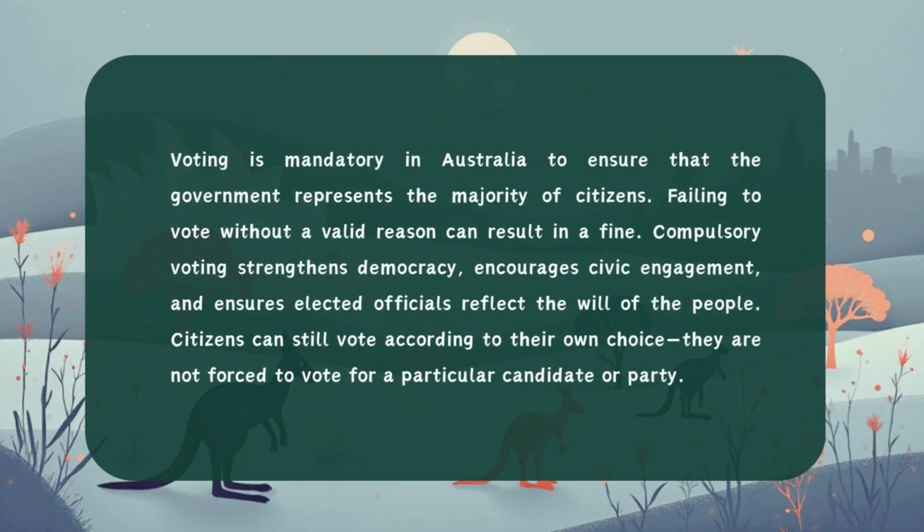Voting is mandatory in Australia to ensure that the government represents the majority of citizens. Failing to vote without a valid reason can result in a fine. Compulsory voting strengthens democracy, encourages civic engagement, and ensures elected officials reflect the will of the people. Citizens can still vote according to their own choice. They are not forced to vote for a particular candidate or party.